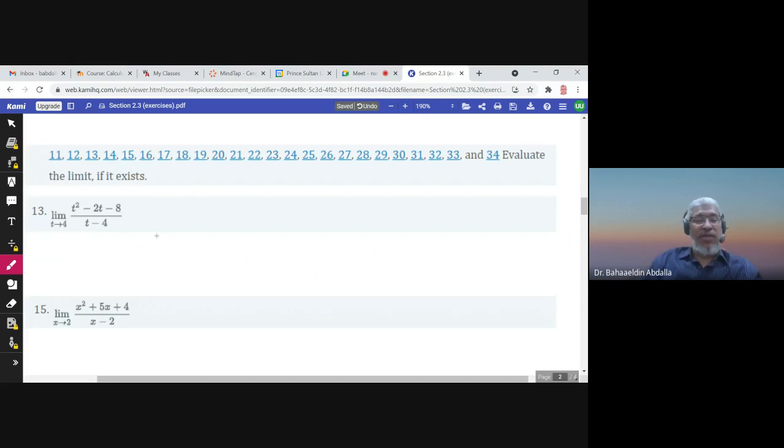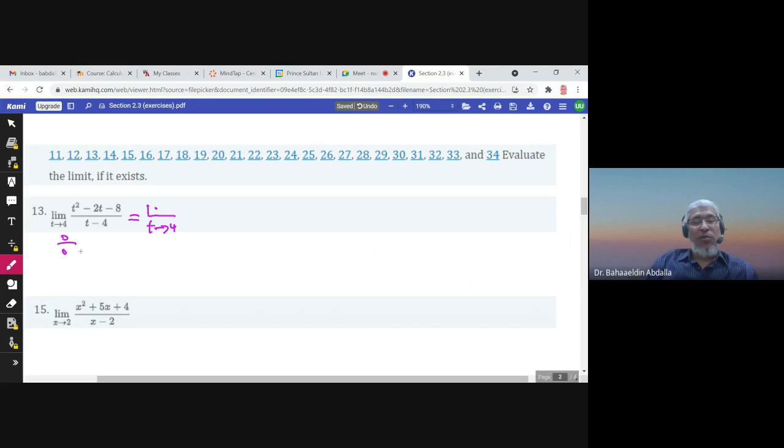Evaluate the limit if it exists. If we first replace t by 4, we will get 16 minus 8 minus 8, that's 0 over 0. Once you have 0 over 0, try to use algebraic operation to deal with this fraction.